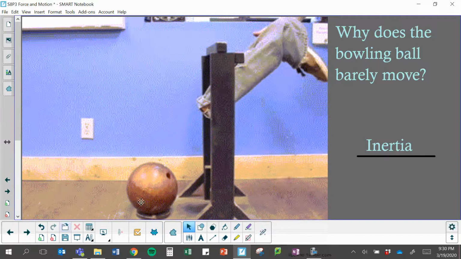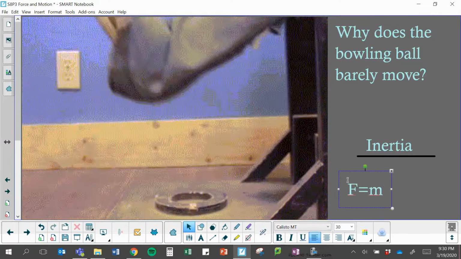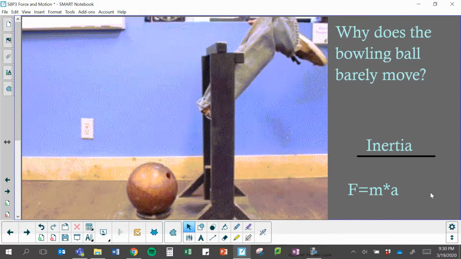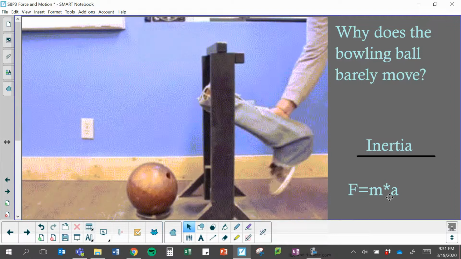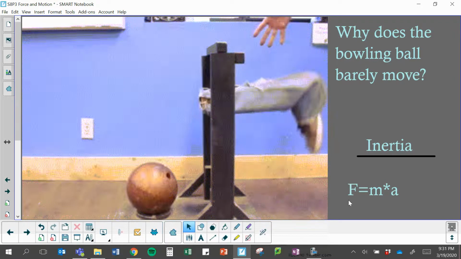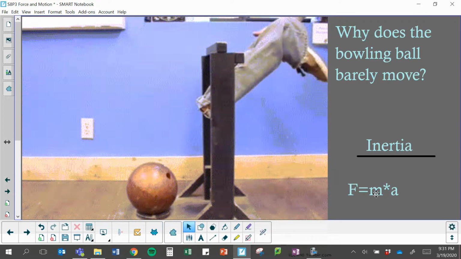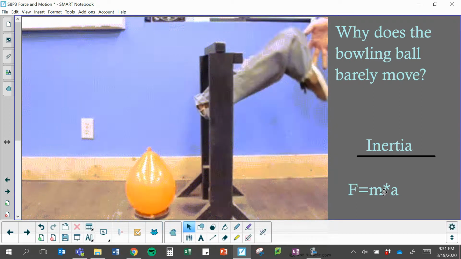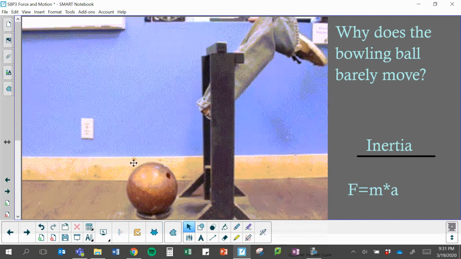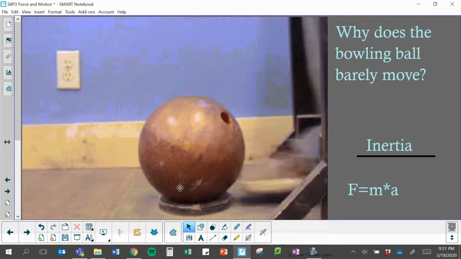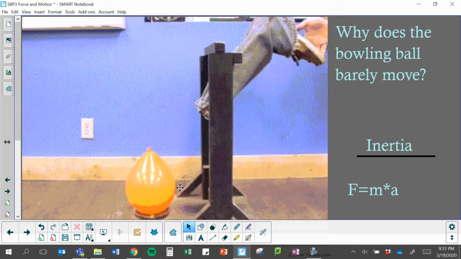And this relates also to our second law of motion, which is force equals mass times acceleration, which is telling us that if we have a larger mass, like the bowling ball, it's going to take a larger force to move that bowling ball. Or you could think about it that if we have a larger mass, it is going to accelerate less than the balloon does. So the one with the smaller mass has more acceleration. The one with the larger mass has less acceleration.